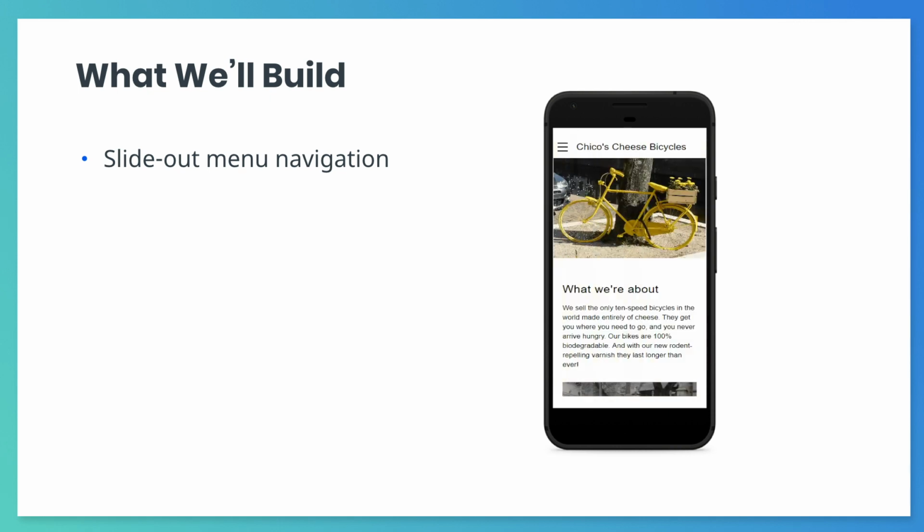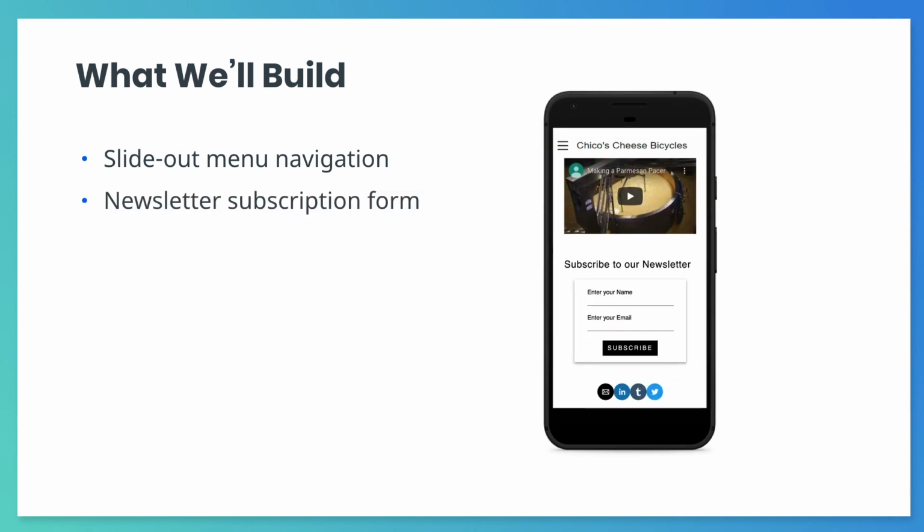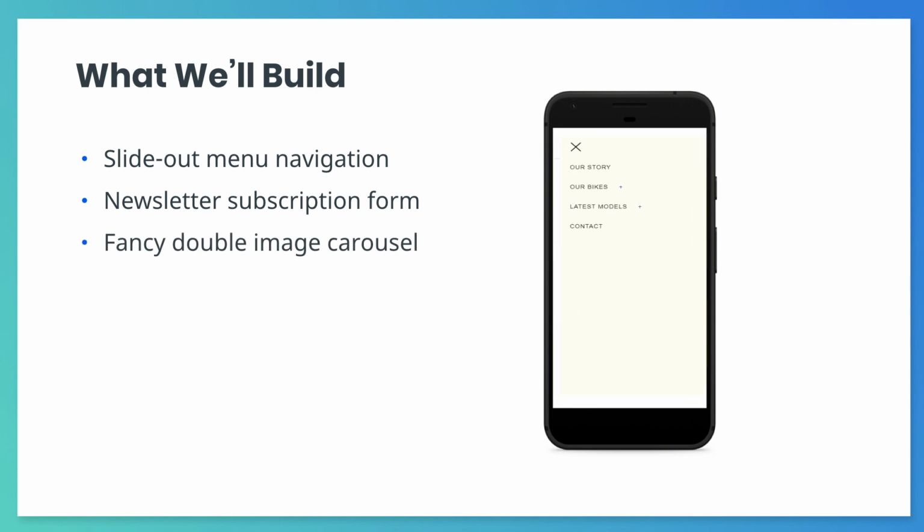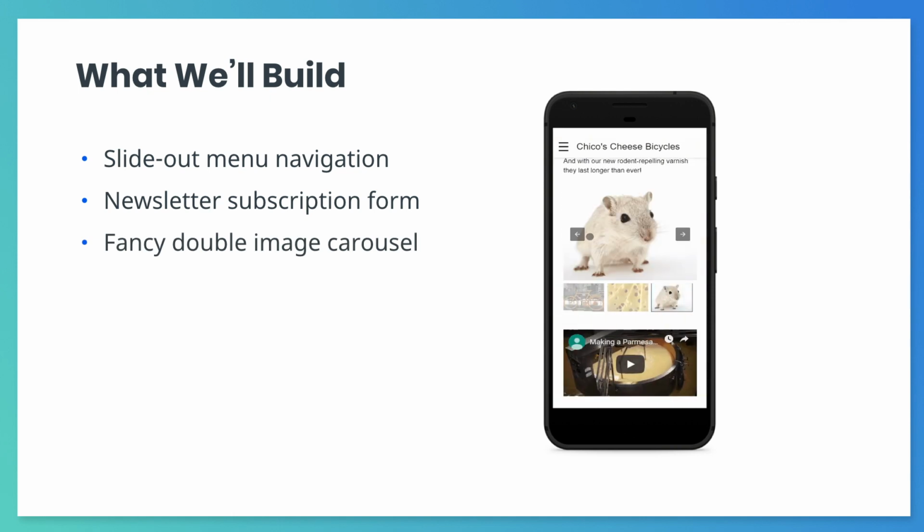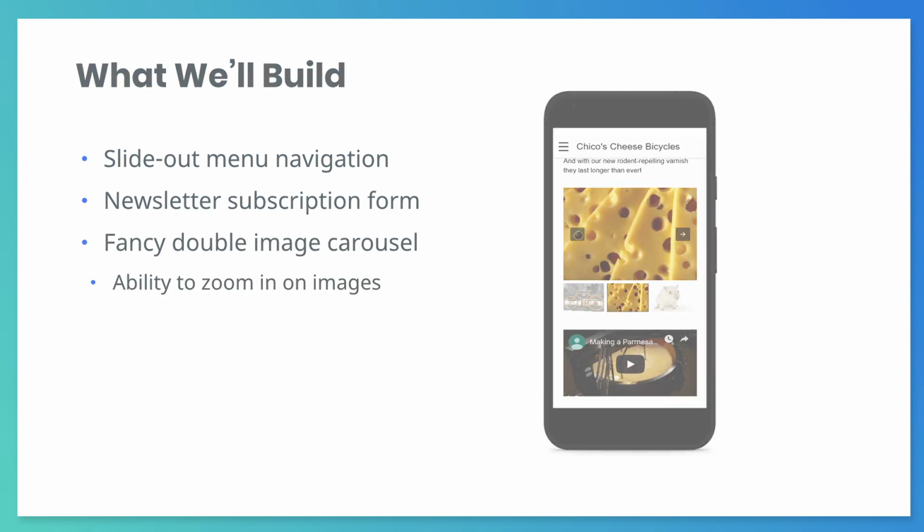To collect information about our users for our marketing team, we'll add a newsletter subscription form. When users enter their information, we'll store their data and display a message that says they've registered successfully. We'll also build a fancy double image carousel that lets users zoom in on images.